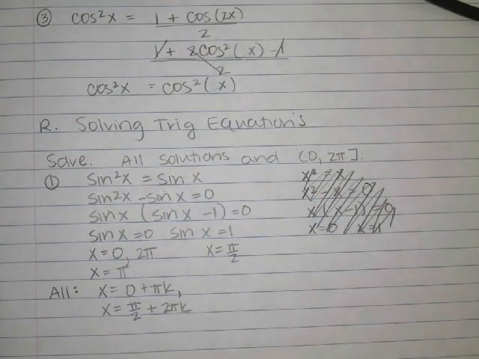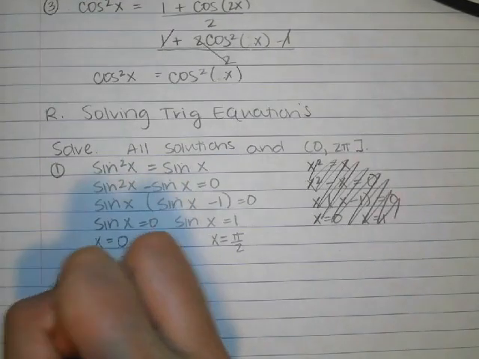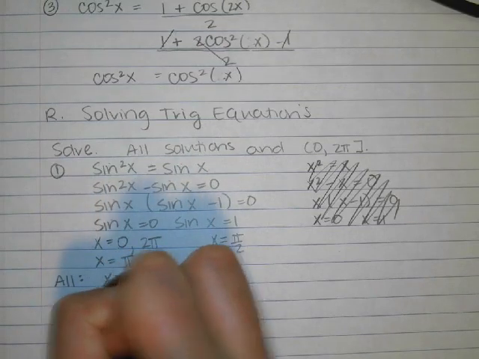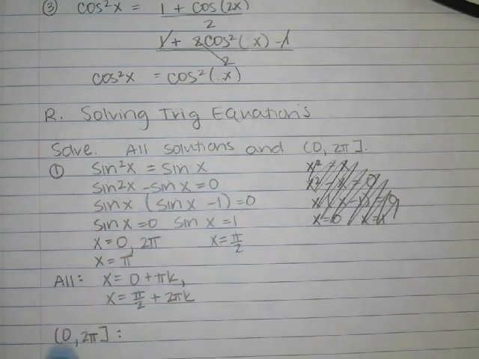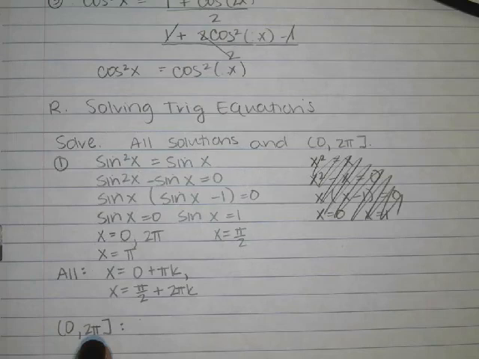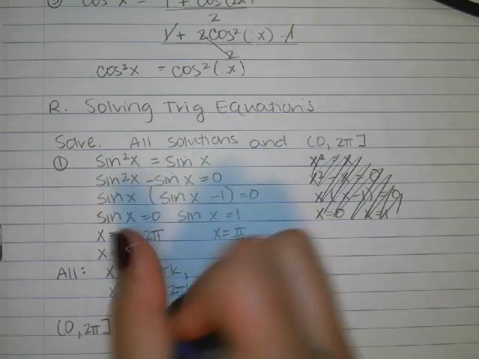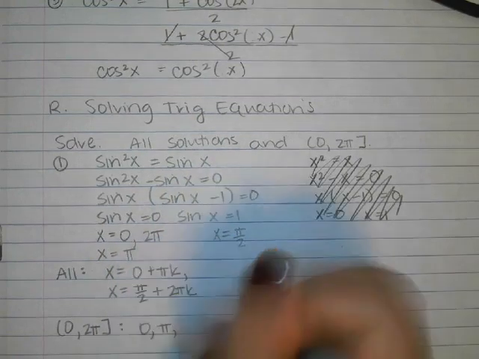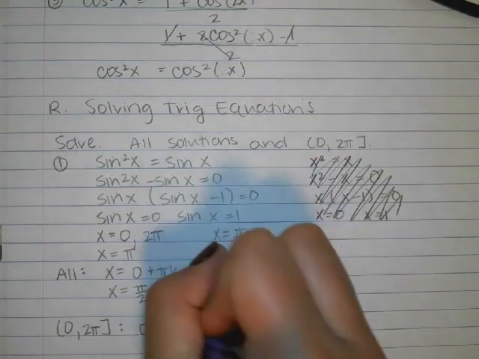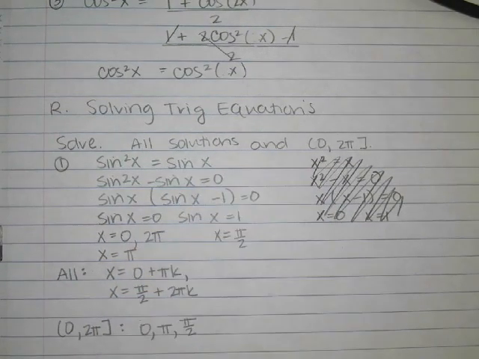All right? If I'm writing the answers from 0 to 2 pi, then that means I can include 0 and I cannot include 2 pi. So I'm going to say 0 and pi. I'm not going to write 2 pi, and then I'm going to write pi halves. So the answers are related, but they're not identical.